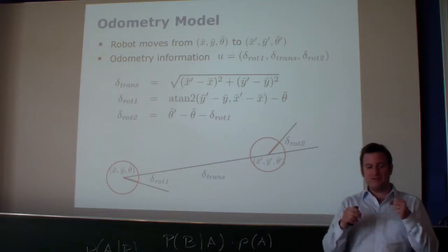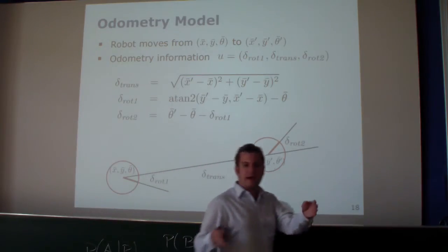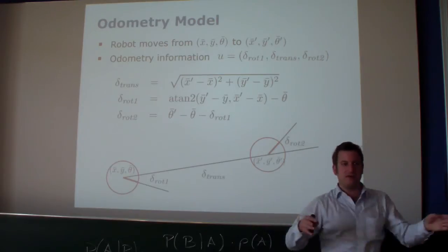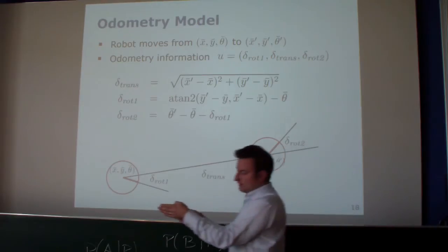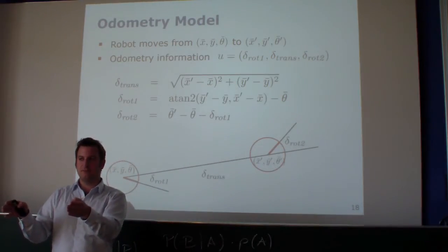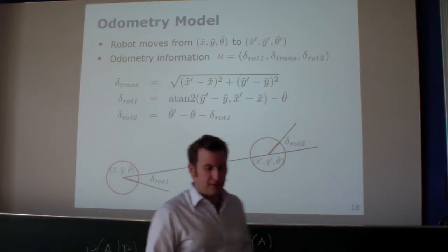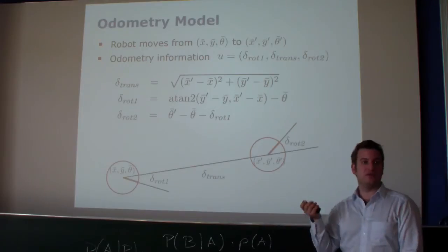So given I have two poses in the environment, this is the first pose and the second pose, let's say I start here, and I want to be here at the end, I can describe this motion to go from here to there by a rotation. This is the first rotation, rotation one, then a translation along my heading, and then a second rotation. And if I do that, I can actually use these equations to compute these odometry parameters.